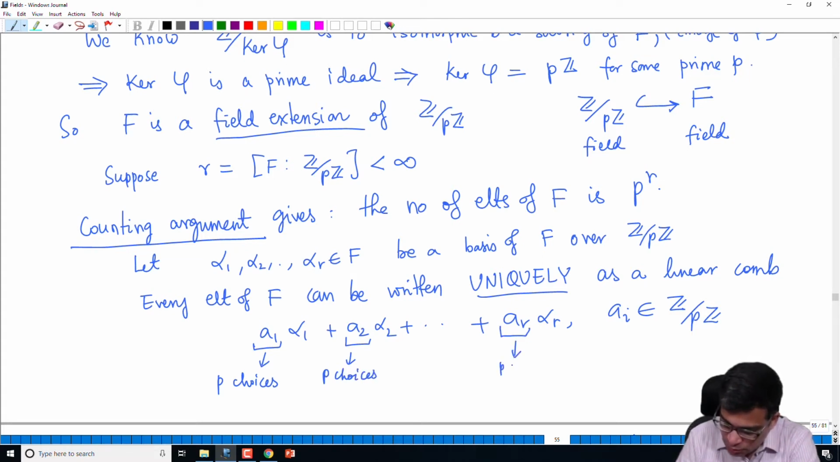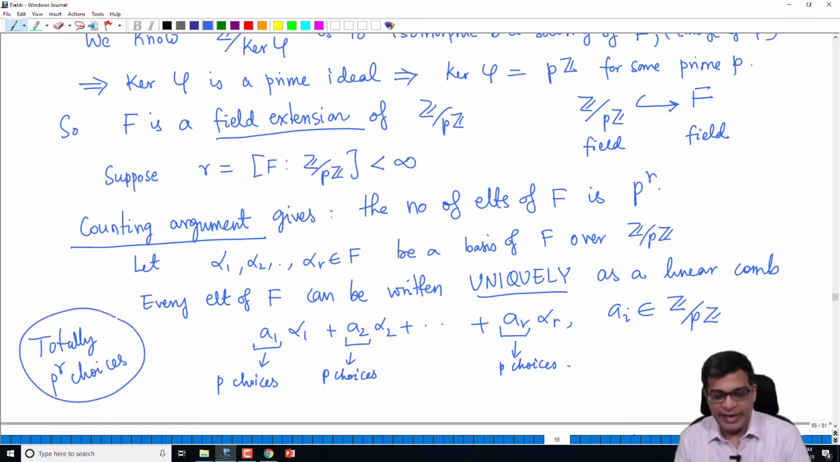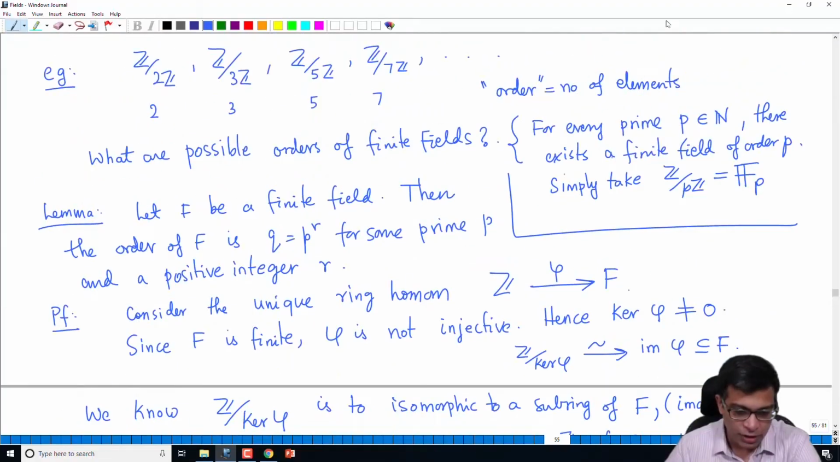Similarly, you have p choices here. So totally p times p times p, r times, so p power r choices. So the important thing to notice is that each different choice gives a different element. That is a consequence of the fact that alpha i's are a basis, and no two choices can give the same element because they are linearly independent. Every element of F can be written like that because they span. So that means there are exactly p power r choices. That means the number of elements of F is p power r. So the order of F is p power r.